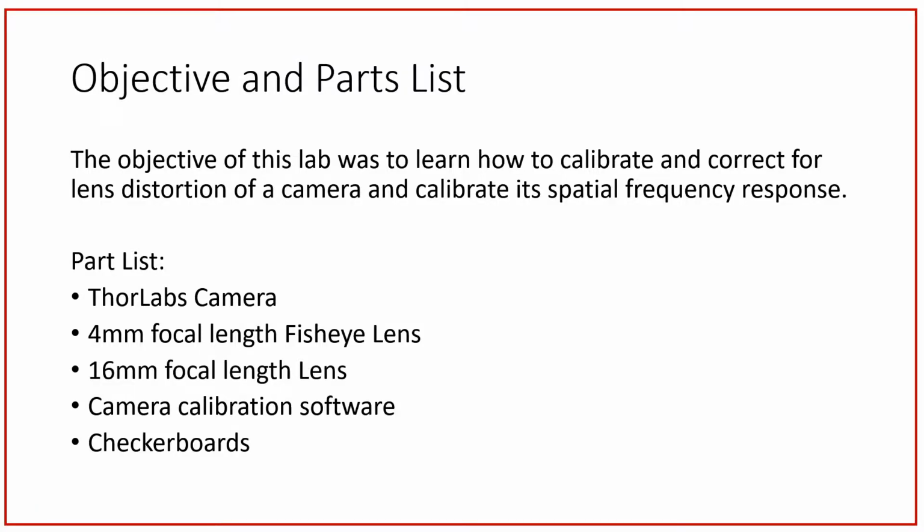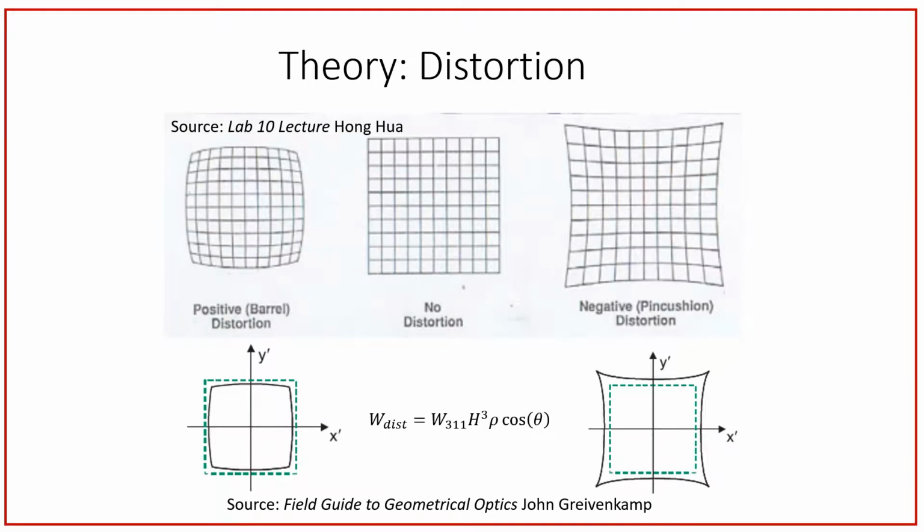The objective of this lab was to learn how to calibrate and correct for lens distortion of a camera and calibrate its spatial frequency response. Distortion occurs when image magnification varies with field height and pupil position. Positive distortion, or barrel distortion, occurs when the actual magnification becomes less than the paraxial magnification with increasing edge. As a result, the corners appear pushed in towards the optical axis. Negative distortion, or pincushion distortion, occurs when the actual magnification is larger than the paraxial magnification with increasing edge. As a result, the corners appear to be pulled away from the optical axis.